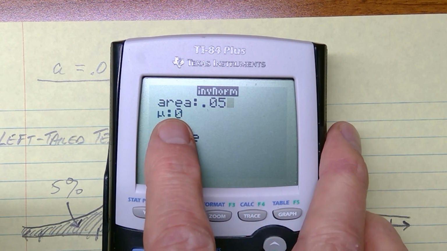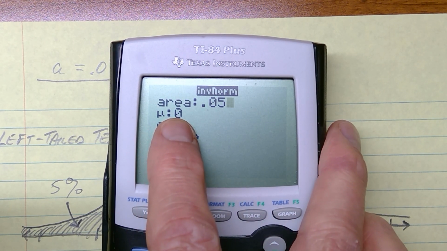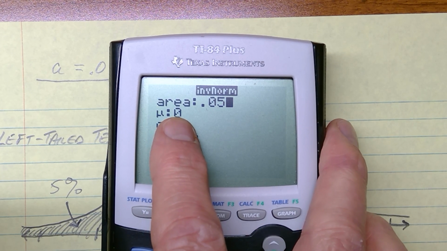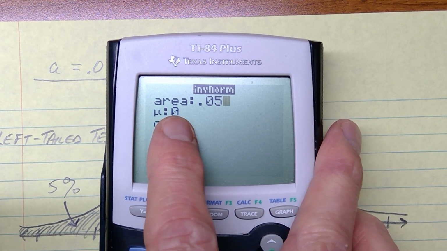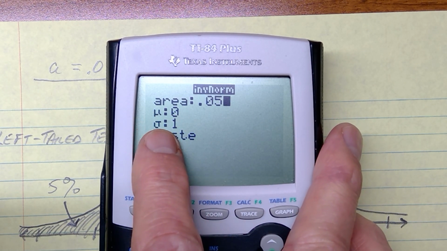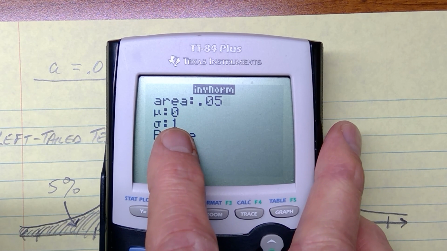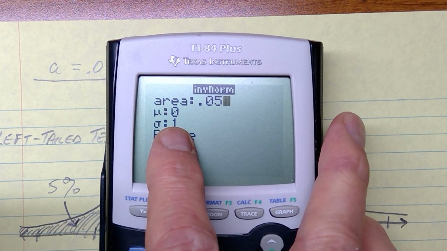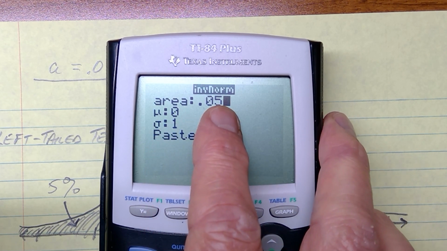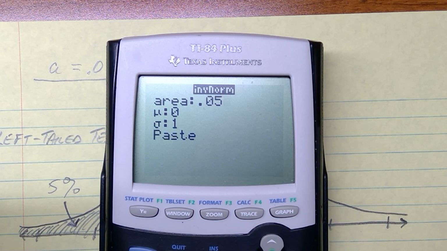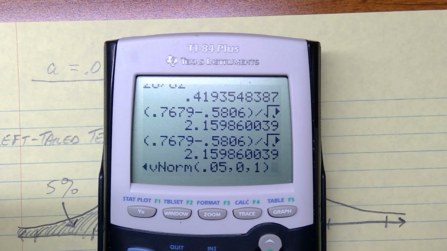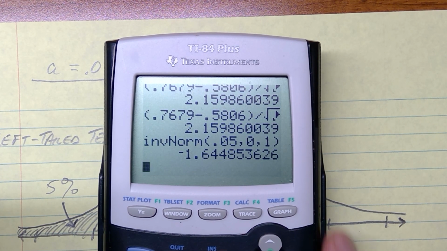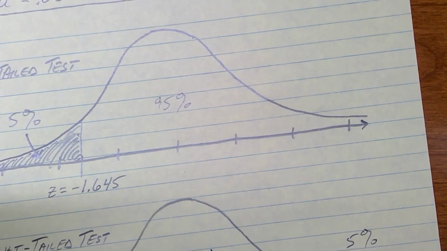Mu is always 0. That's my z number in the middle. Remember, we go 0, 1, 2, 3 to the right, and negative 1, negative 2, negative 3 to the left. So our population average is 0, give or take 1. That's our standard deviation of 1. All right, our standard normal curve. Just leave those at 0 and 1 and put in the area that you need. So we need 5% to the left, and you can just enter, enter, enter, paste it into your calculation window, hit enter one more time to calculate, and it says negative 1.645 to the left is where you start coloring.